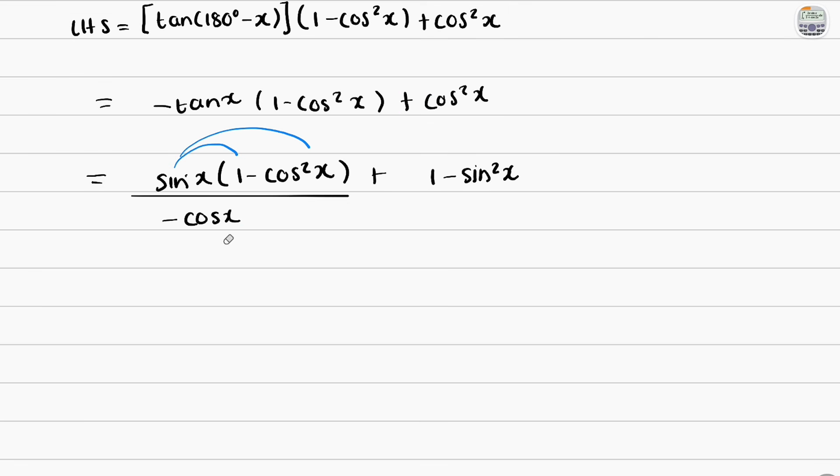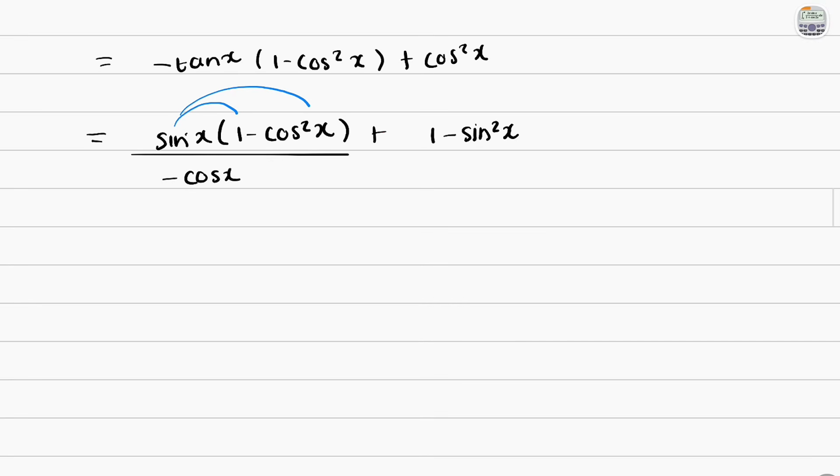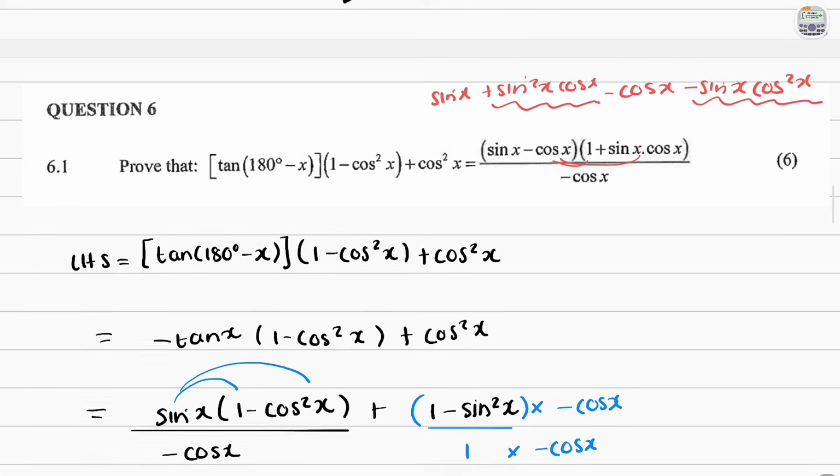It doesn't have the same denominator as this term. So we need to give it a denominator of negative cos x as well. To do that, you can put this all over 1 and then just multiply its numerator and the denominator by negative cos x. And there, this is where all of that comes from.